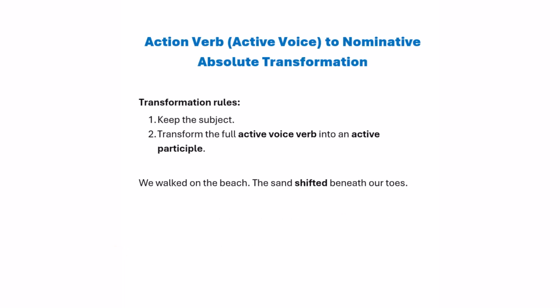These examples don't use a be verb in the original version, they use action verbs. This transformation pattern looks like a noun or possessive noun followed by an active voice participial phrase. The transformation rules are 1. Keep the subject. 2. Transform the full active voice verb into an active participle. We walked on the beach. The sand shifted beneath our toes. We walked on the beach, the sand shifting beneath our toes.